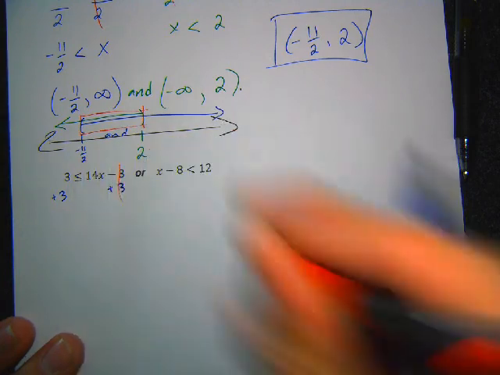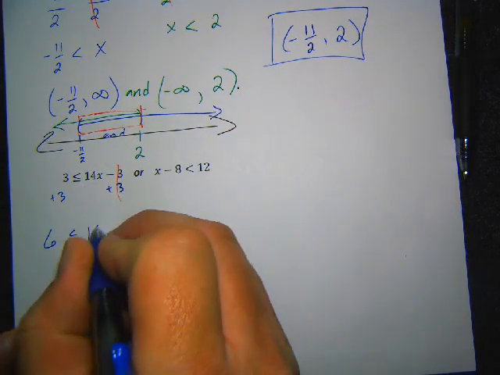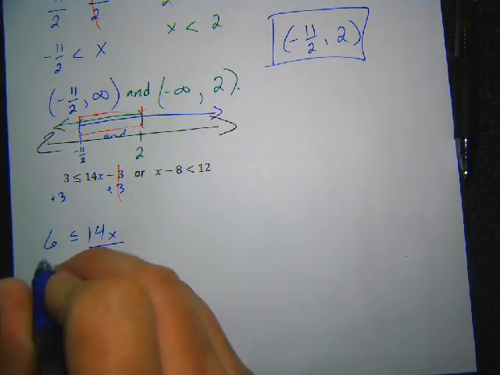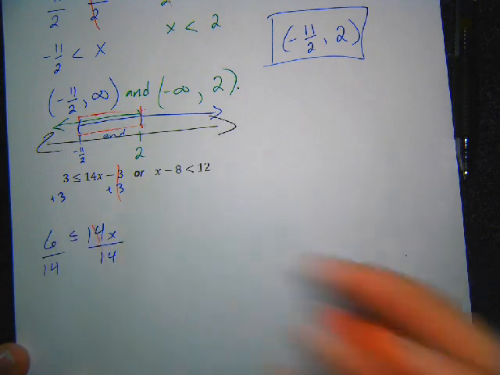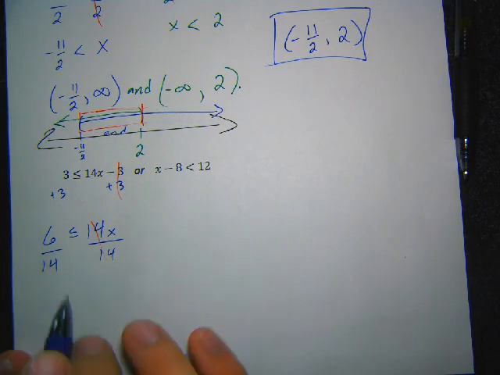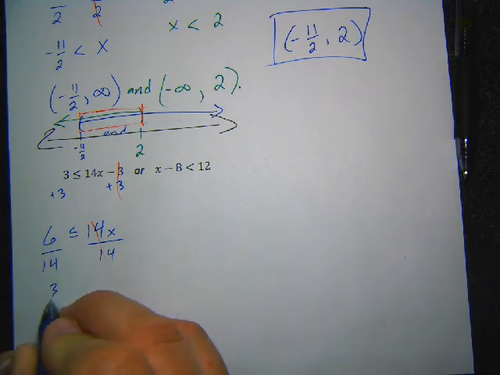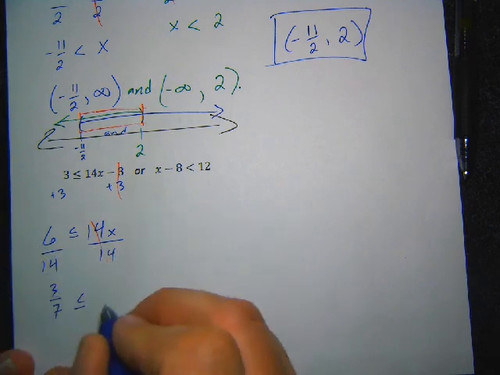So I can get rid of this thing. So we get 3 plus 3 is 6, less than or equal to 14x. We divide by 14 on both sides, right? So divide by 14, cancel this guy. 6 divided by 14 doesn't come out nicely. You can't divide 6 by 14, but it does simplify. Both these divide by 2, you end up with 3/7. So again, if you don't like that, you can put it in your calculator to double check.